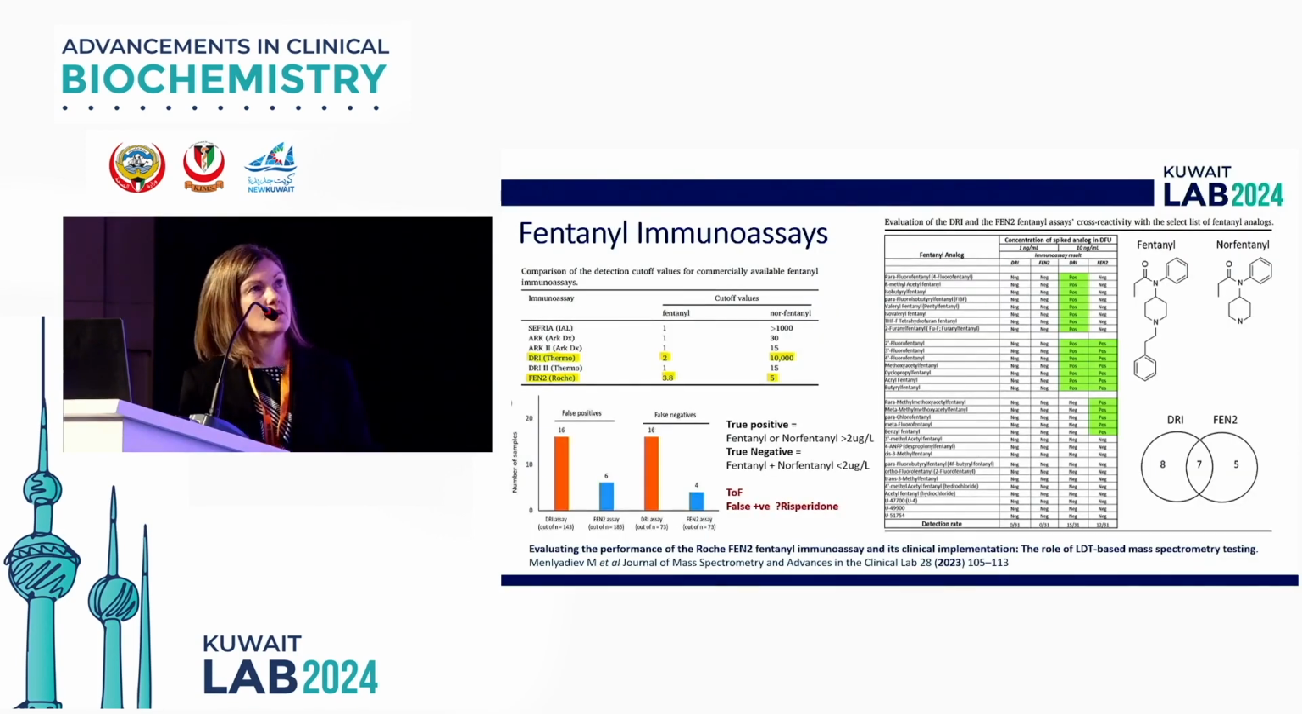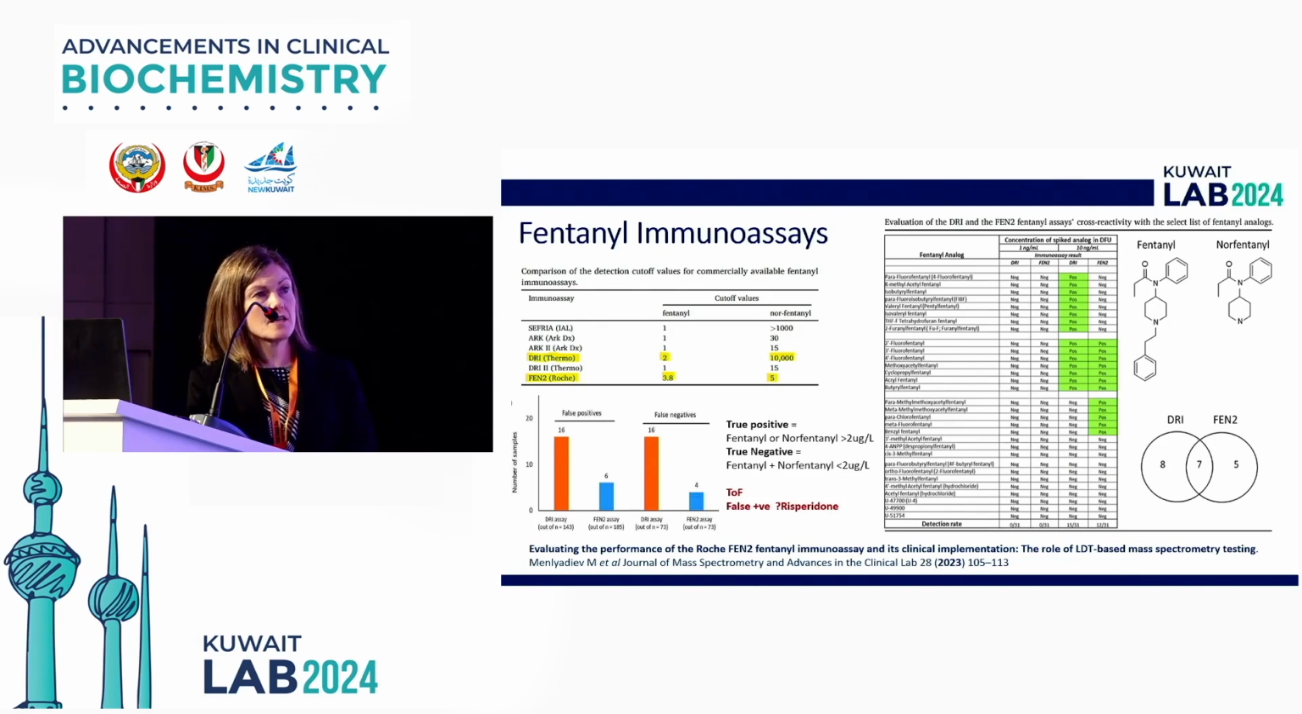What about fentanyl immunoassays? Well, there are a few available, and this is a very recent paper published last year that evaluates two immunoassays that were used in a particular lab. Initially, they were using the DRI assay from Thermo, which had a cutoff. They could detect fentanyl at 2 micrograms per liter and norfentanyl at 10,000 micromoles per liter. Then they transferred to the FEN2 assay by Roche, which has a detection limit of 3.8 micromoles per liter for fentanyl and 5 micromoles per liter of norfentanyl in urine.